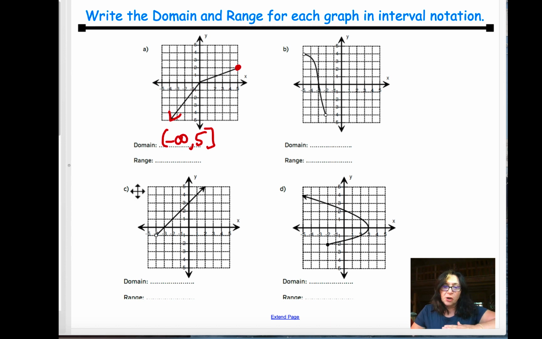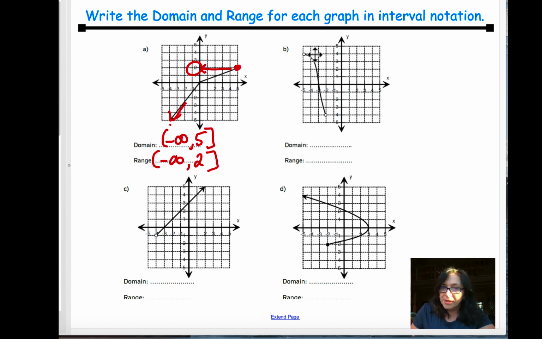My range goes low to high, so that's going to be negative infinity, because remember, this is just going to keep going down. And so those values are going to squish to the y-axis. And when this squishes to the y-axis right there, that looks like a 2. So it'd be negative infinity to 2, including 2, because this is a solid circle.